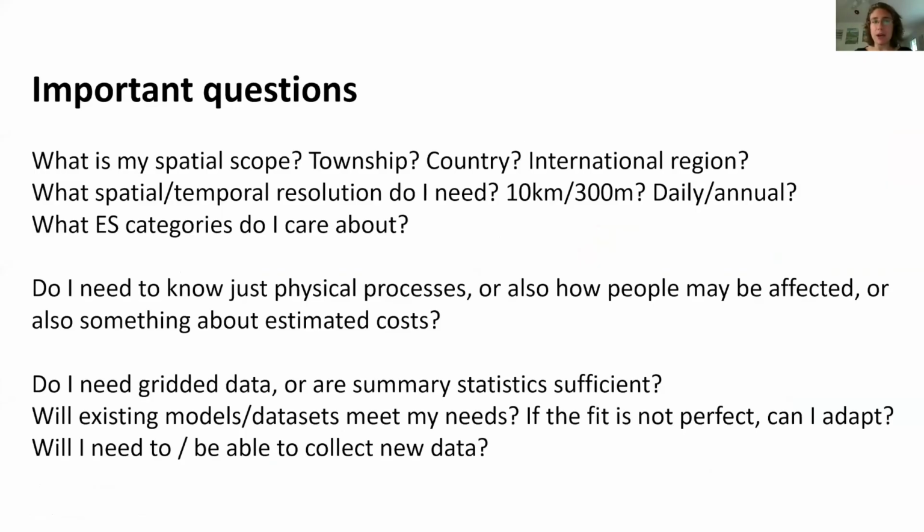Finally, as I wrap up, there are some important things to keep in mind when you're trying to decide what ecosystem service, conceptual framework, or quantitative model do I use when I'm doing analyses for my country. Broadly, you need to think about scope, spatial and temporal resolution, scale, and the categories that you need. You also want to think about the physical processes, what Chavi called potential, versus how many people could be affected, what Chavi called realized, or if you want cost information. And then in terms of data formatting, do you want gridded data, summary statistics? Can you do what you need to do with existing data, or do you need to collect new data?